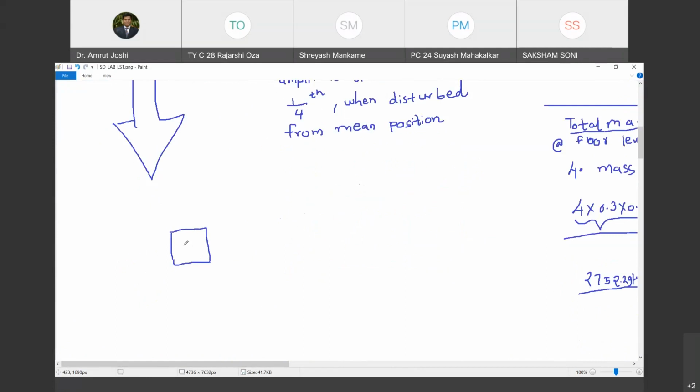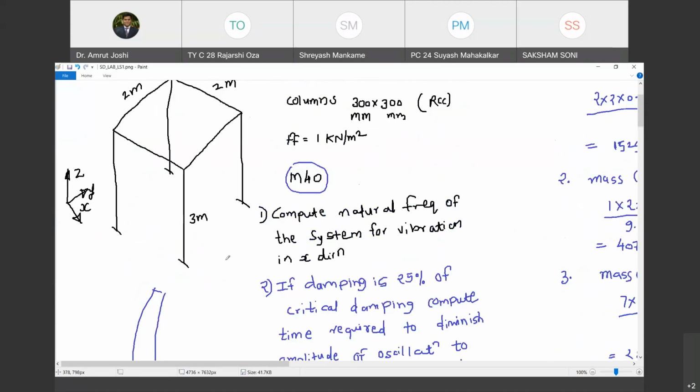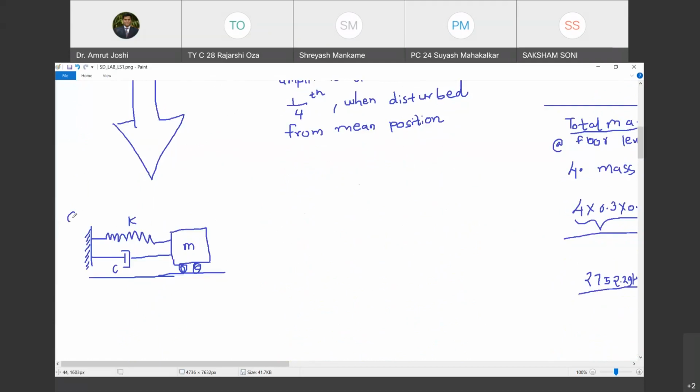where we have a mass element. These are the wheels which are frictionless. They are resting on the frictionless surface. Then you have a stiffness K. You have a damper with damping coefficient C. And this is fixed. So this fixed support here mimics the ground. I hope you understand. This is ground.